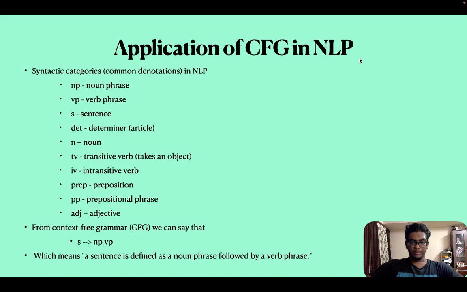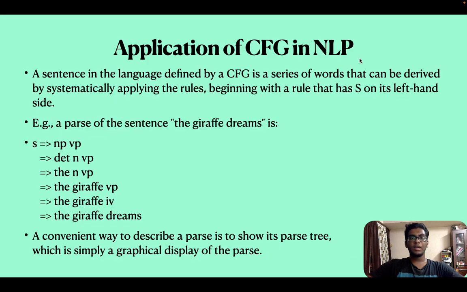From context-free grammar, we can say that S defines NP VP, which means a sentence is defined as a noun phrase followed by a verb phrase. So a sentence in the language defined by a CFG is a series of words that can be derived by systematically applying the rules, beginning with the rule that has S on its left-hand side.